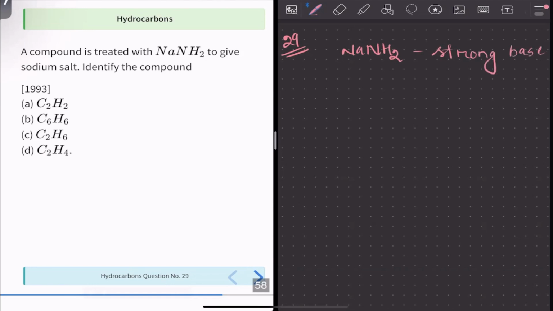It reacts with a compound to give a sodium salt. A salt is formed, that means it must be reacted with an acid. So we have to find out the acid from these options. A, C2H2, that is C triple bond CH. It is an alkyne, so it has acidic hydrogens.